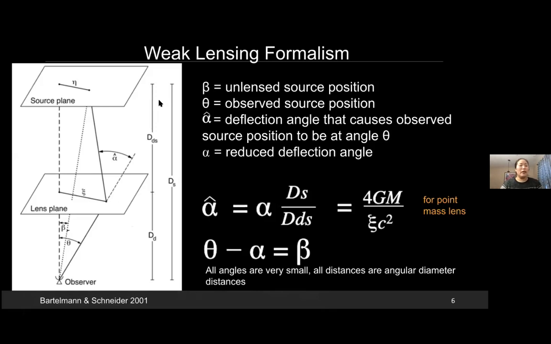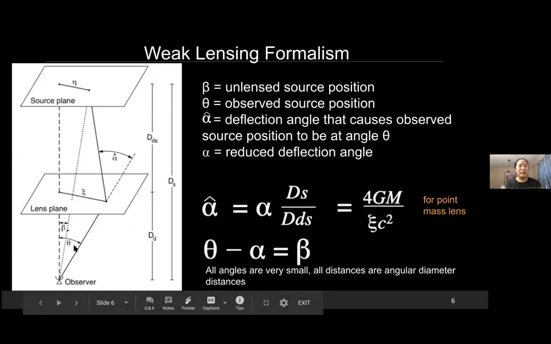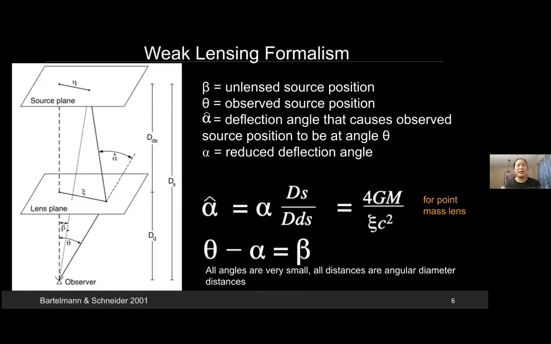And then the source galaxy is located in this source plane. And here we have these different angles or vectors, which represent, so beta is the unlensed source position. Theta is the observed source position. And then there are two ways of expressing the deflection angle. This alpha hat is the deflection angle that causes the observed source position to be at angle theta from the unlensed source position. And then this alpha without the hat is a reduced deflection angle. And alpha hat and alpha are related here.